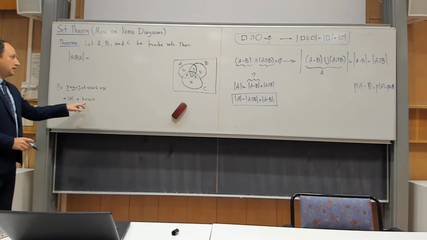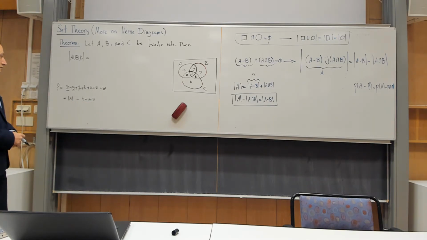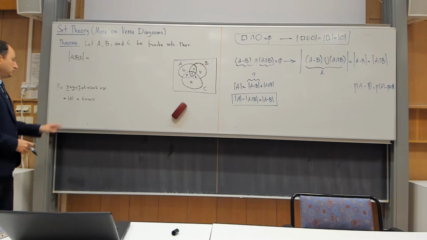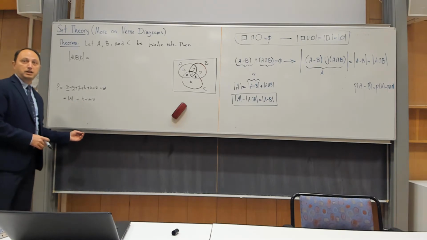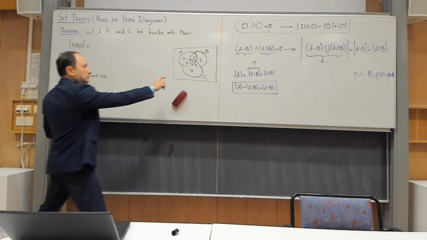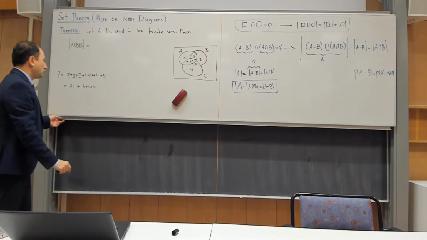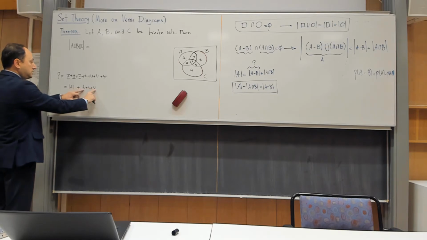Can I write cardinality of B here? T plus U plus V. No. So if I want to make it the cardinality of B, what should I do? If I want to have the cardinality of B here as well. So B and T, X and Y. So which one do I have? I have V and T, so that is good.